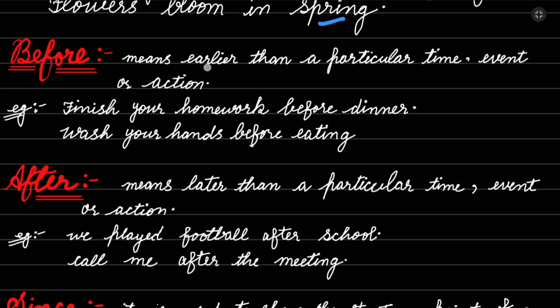Okay, next is before. Before means earlier than a particular time, event or action. For example, finish your homework before dinner. Dinner is a specific event. Wash your hands before eating.